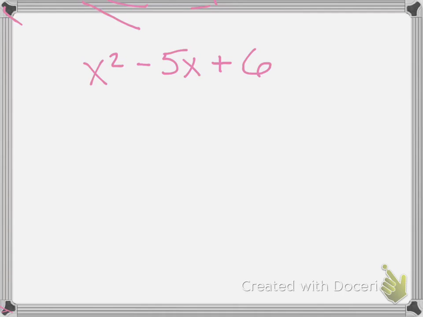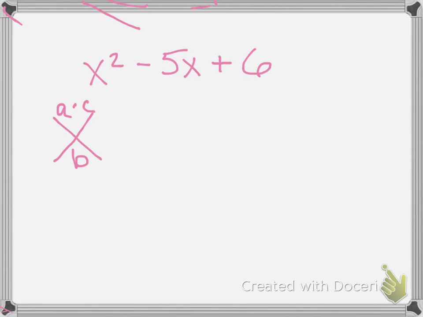Okay. X squared minus 5x plus 6. Okay, so here's what we do. We do a diamond problem. And in this diamond problem, we're going to put a times c up here and b down here.